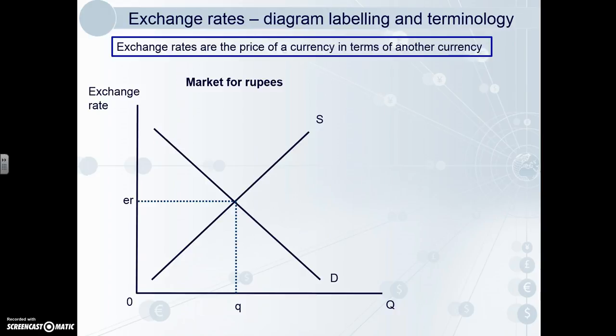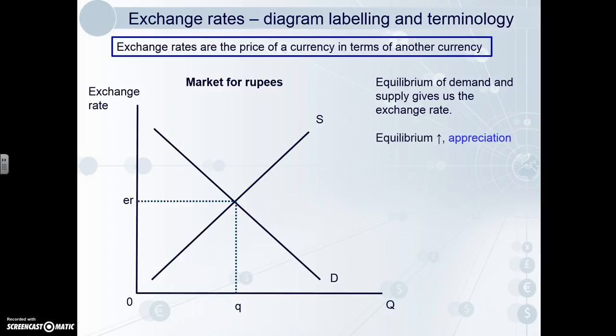In a freely floating exchange rate system, it is the equilibrium of demand and supply that determines the exchange rate. If the equilibrium price increases, it's known as appreciation. And if it decreases, it's known as depreciation. The terminology here is important. Make sure you use it.